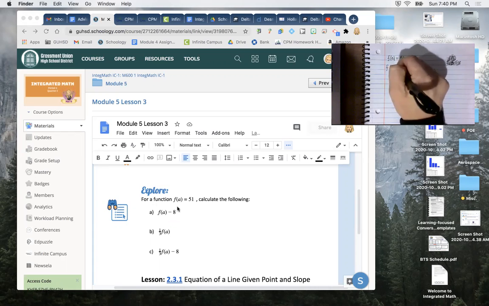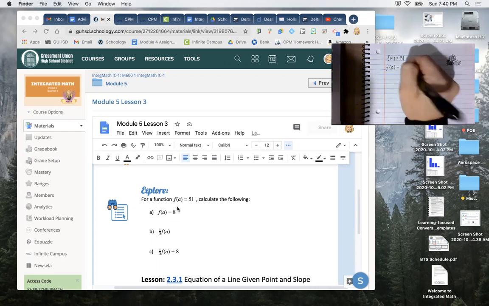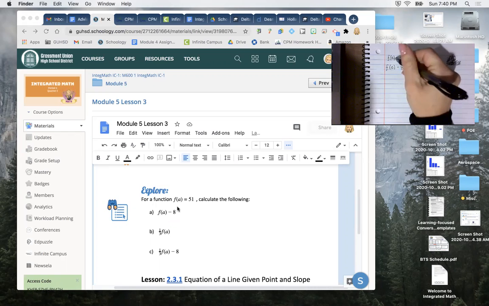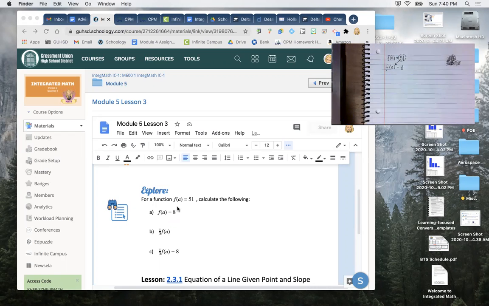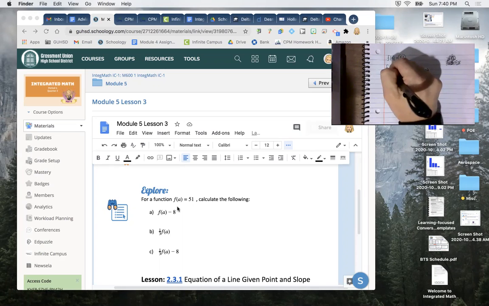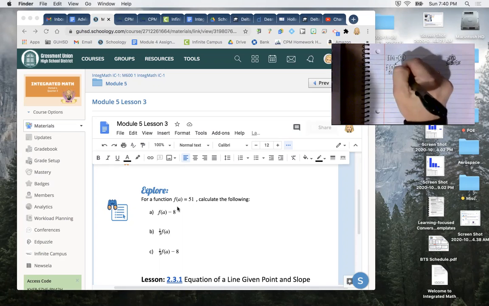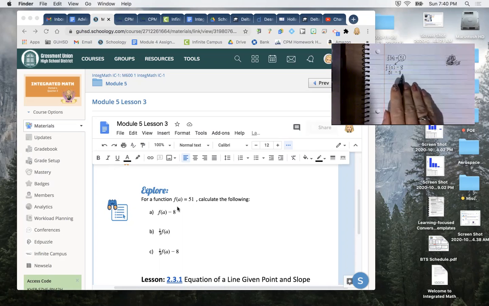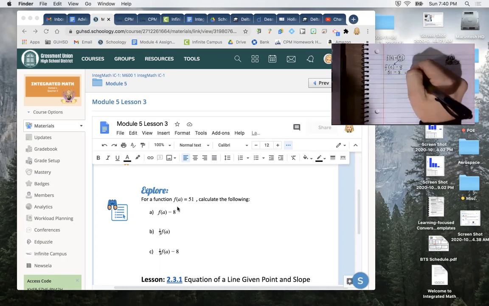So when I have f of a minus 8, it means instead of the f of a, I can put in 51 because it's just a substitution. So I can do 51 minus 8. If it was minus 10, it would be 41, but I don't quite have minus 10. This ends up being 43 instead.